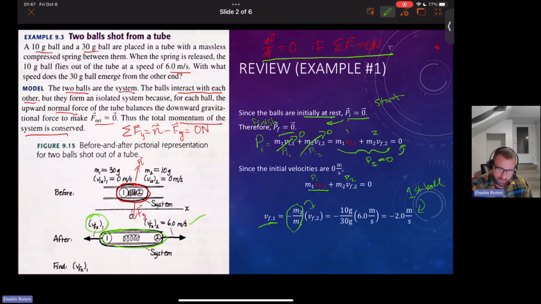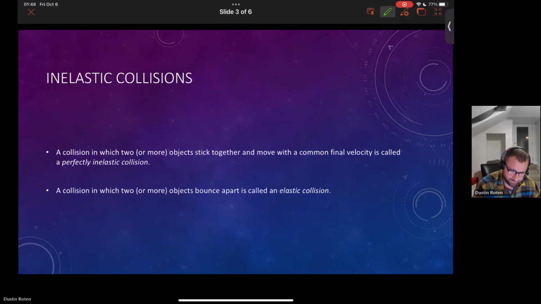Now let's check the sign. We have a negative 2 meters per second. Does that make sense? So let's go back to our picture. According to this picture, the 30-gram ball number 1 is moving to the left. And if we think about our conventional system we've been using, this is the positive x direction, this is the negative, so it makes sense that our velocity is in the negative direction. All right.